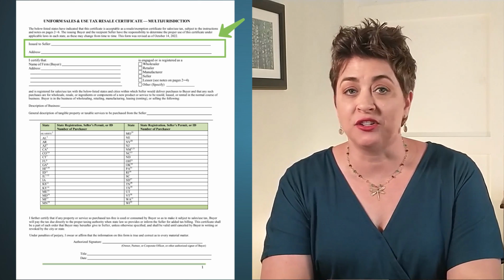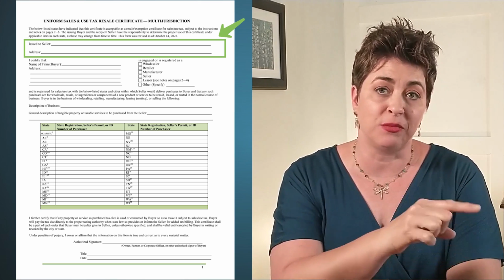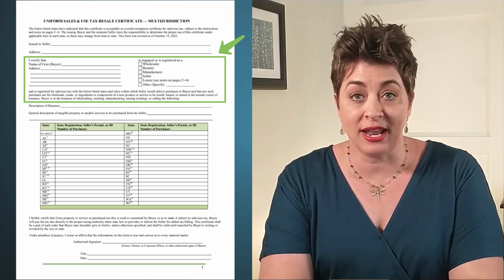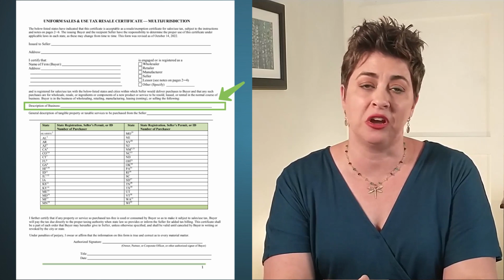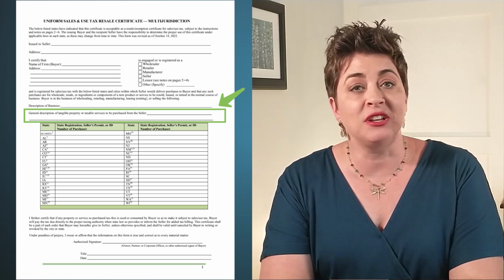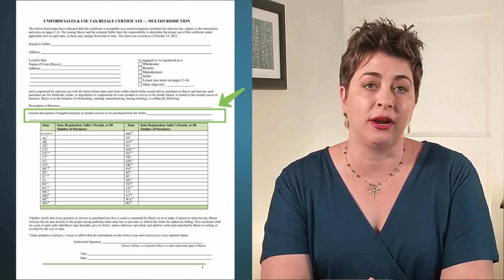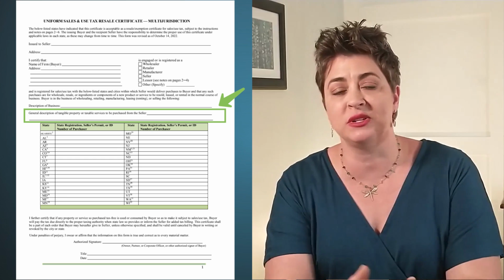You'll want to enter the seller's name and address. That's your vendor or drop shipper asking for the certificate. Enter your business name and address as the buyer. Add a short description of your business, usually e-commerce retail works. In the description of tangible product or services, list what you usually purchase from this vendor. For example, apparel for resale or consumer electronics for resale.